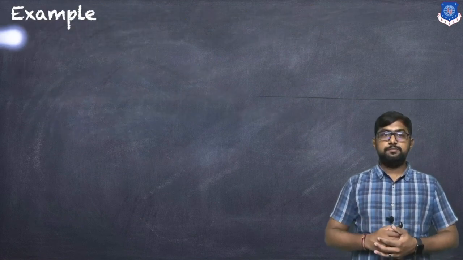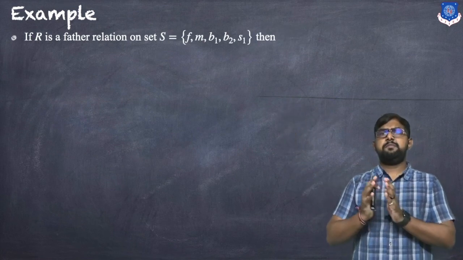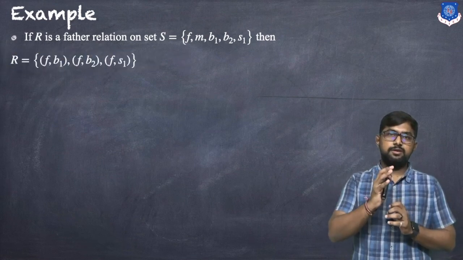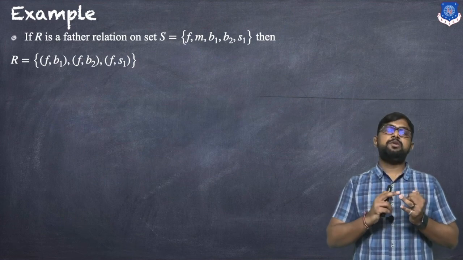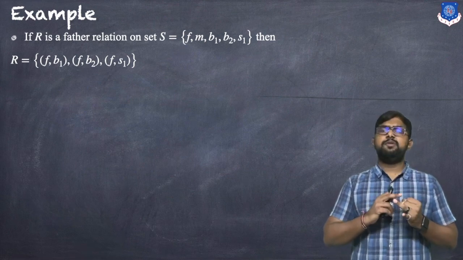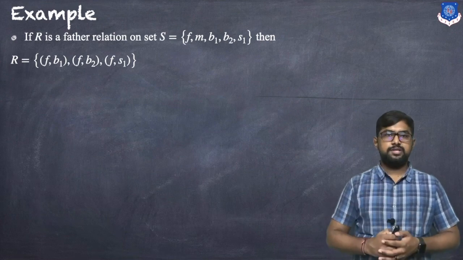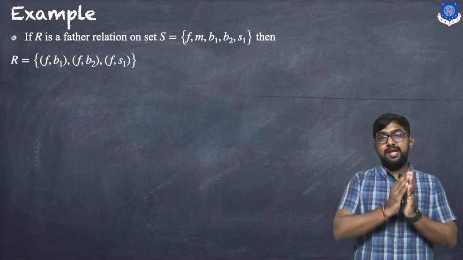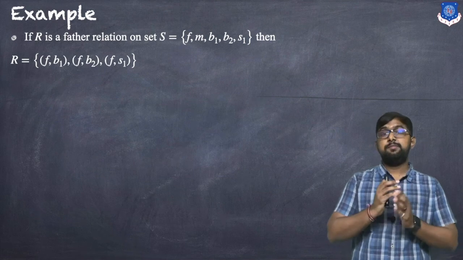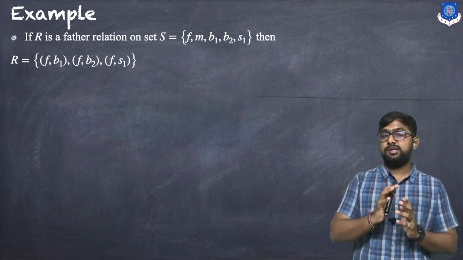Now for example, if R is a father relation on a set S equals to {F, M, B1, B2, S1}, then what will be the relation R? See, we have here the father relation. F stands for father, M stands for mother, B1, B2 are sons or brothers, and S1 stands for daughter or sister. Now the father relation, that means (F, B1), so F is a father of brother 1, F is a father of brother 2, and in the same manner F is a father of sister 1, so (F, S1). So in the relation R, it will be like this.